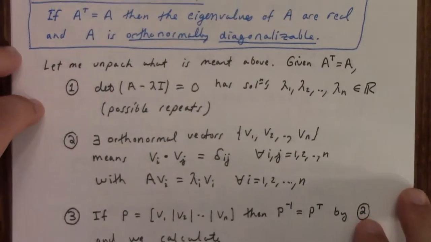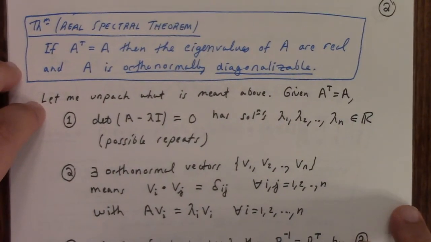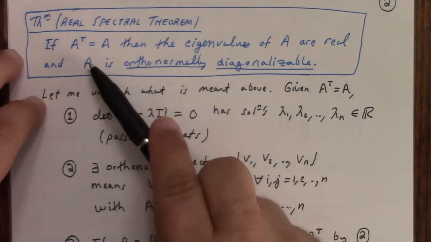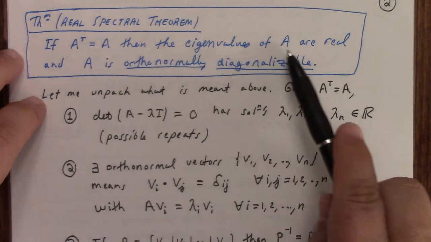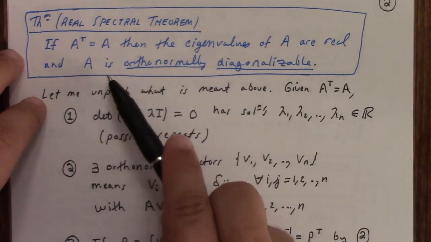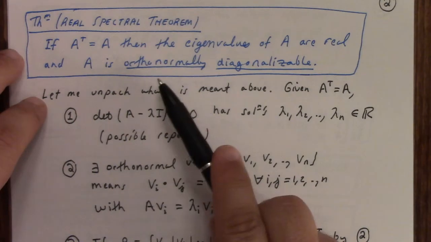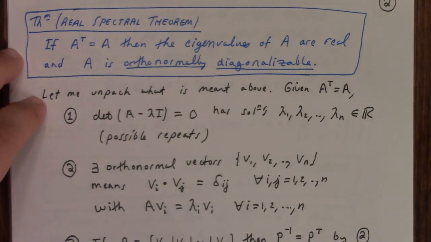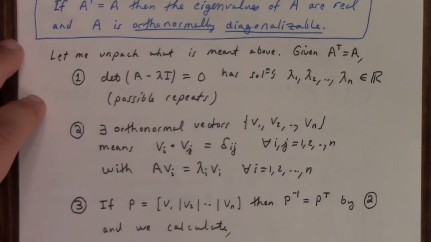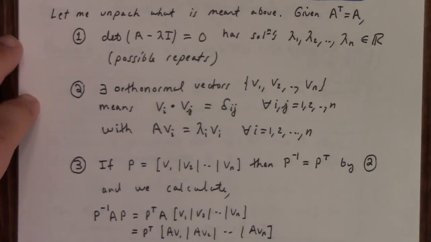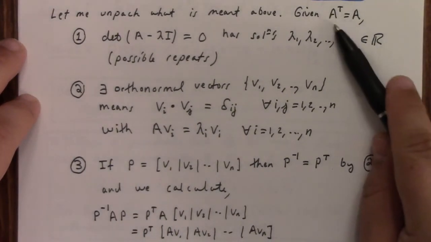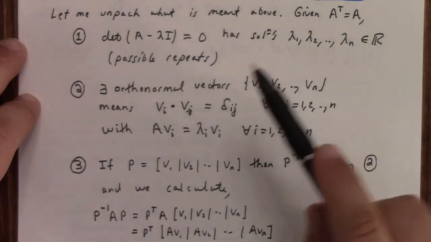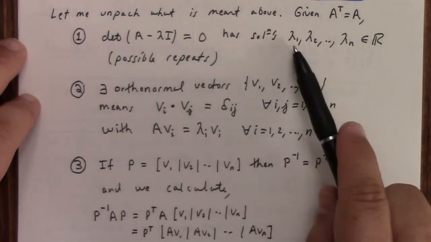Now, that said, we don't need all this here. What we do need is the so-called real spectral theorem. The real spectral theorem says the following. If the matrix is symmetric, then the eigenvalues of A are real, and in fact, the matrix is orthonormally diagonalizable. Well, what on earth does that mean? Let me try to explain. What this means is, given A transpose is equal to A, in other words, it's symmetric, first of all, the characteristic equation has solutions which are real.